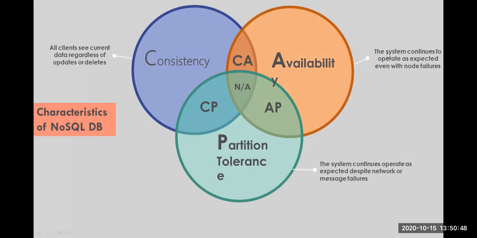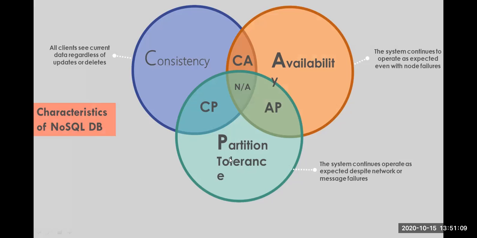Then the availability. The system continues to operate as expected even with node failure. We have seen the scale out and scale up techniques in previous videos and sessions. We have seen how to make your data available 24/7, or in real time. That is the availability point.